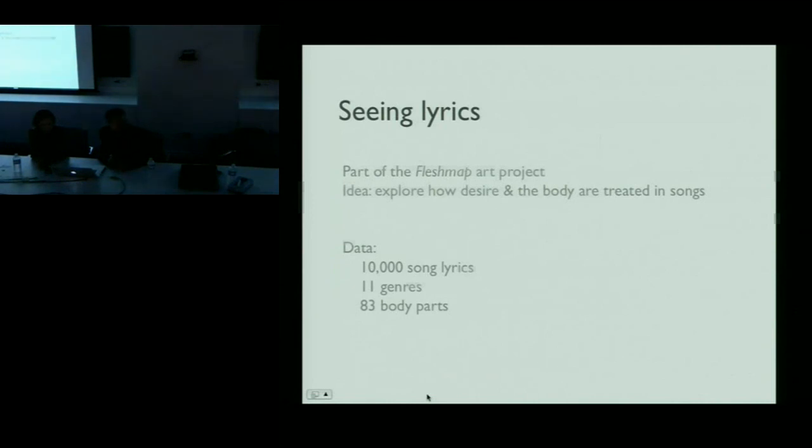You can get data on this, you can find lyrics all over the internet. And before we knew it, we had a little database of 10,000 songs and their lyrics. They were divided into 11 genres. And in a long session of brainstorming, we came up with 83 names for body parts. And we thought, okay, we're going to look genre by genre and see how often each of these body parts is mentioned.